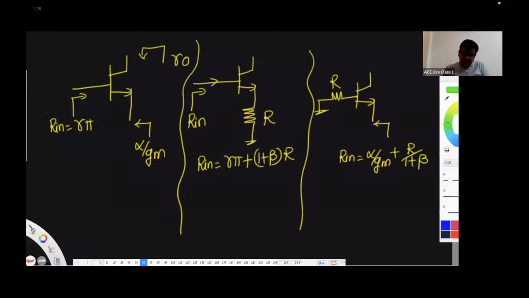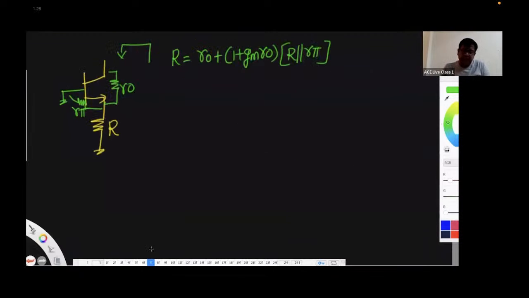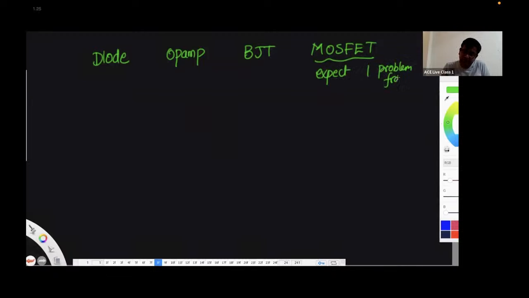So these models are very, very helpful because, in my opinion, from any subject 4 bits they will ask. So hardly 4 or 5 bits, 8 to 9 marks you can get. So the topics can be divided as op-amp, BJT, MOSFET, diode. In BJT, if he gives DC analysis, then he will not give AC analysis. If he gives AC analysis, he will not give DC. But in MOSFET, you can expect one problem from DC and one problem from AC.